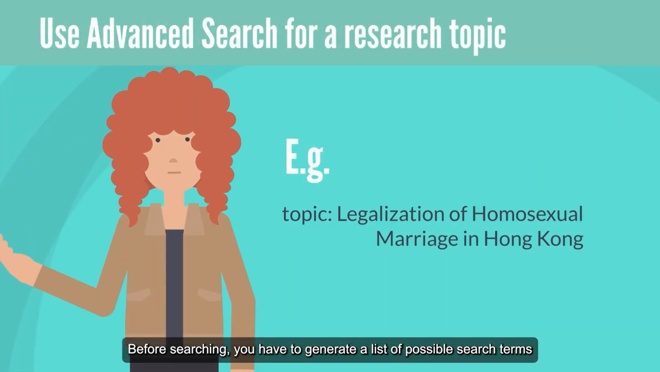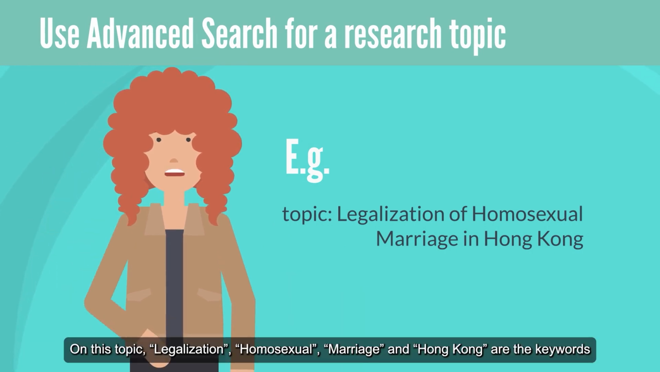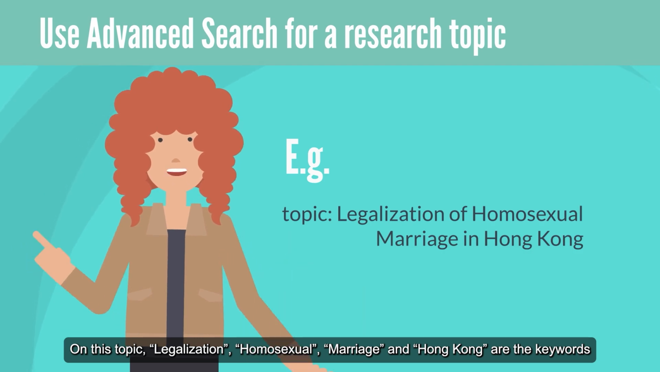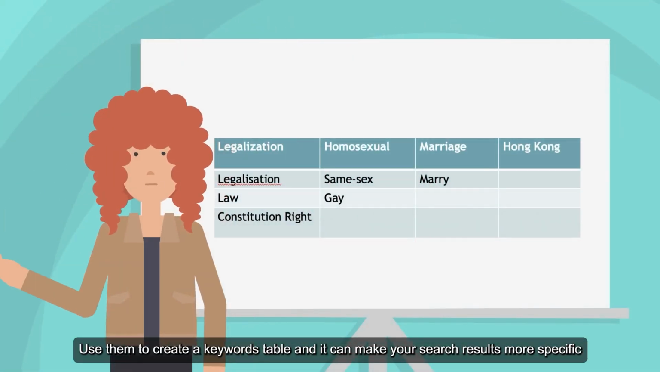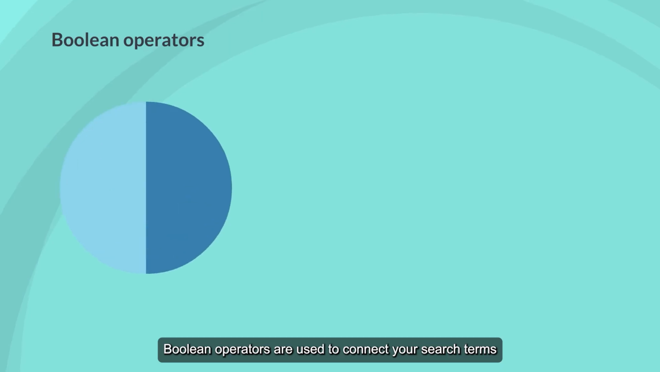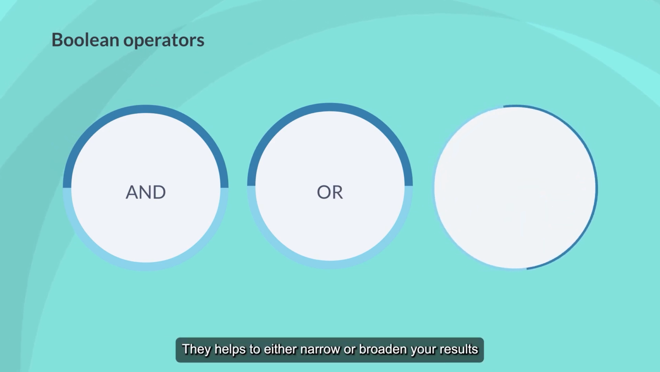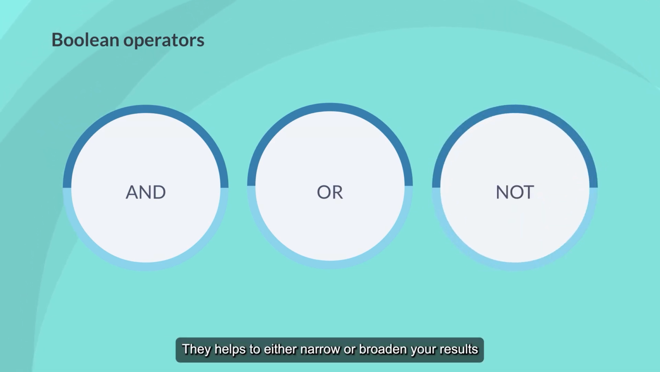Before searching, you have to generate a list of possible search terms. On this topic, legalization, homosexual, marriage, and Hong Kong are the keywords. Use them to create a keywords table, and it can make your search results more specific. Boolean operators are used to connect your search terms. They help to either narrow or broaden your results.